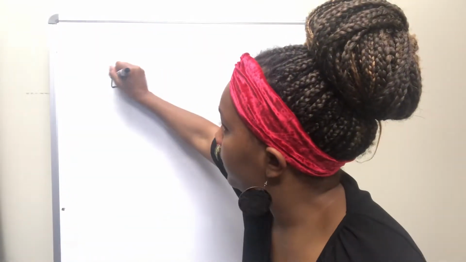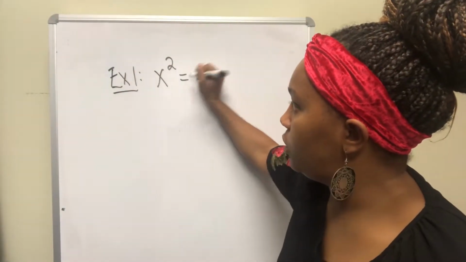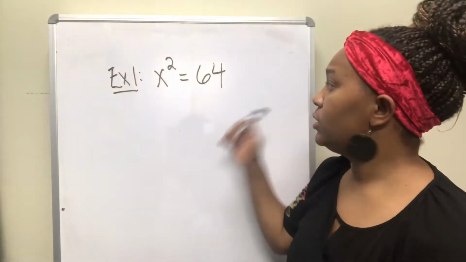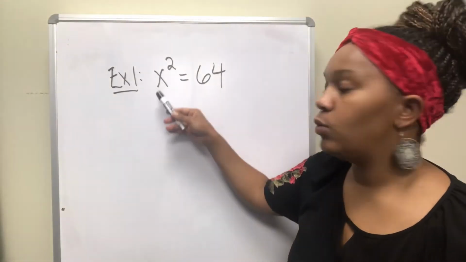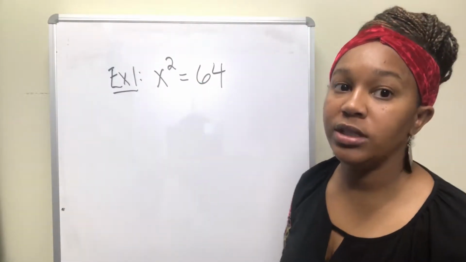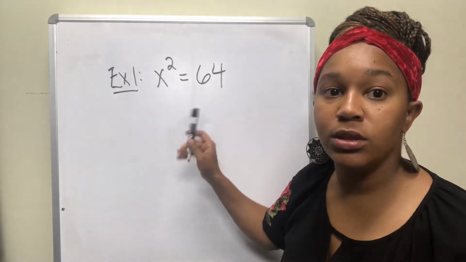Example 1, we want to solve x squared equal to 64. This is a quadratic equation. There's an equal sign. There's one variable. The highest exponent on that variable is 2. So you have a quadratic equation. Now, since there's only one variable present, then you can use the square root property.